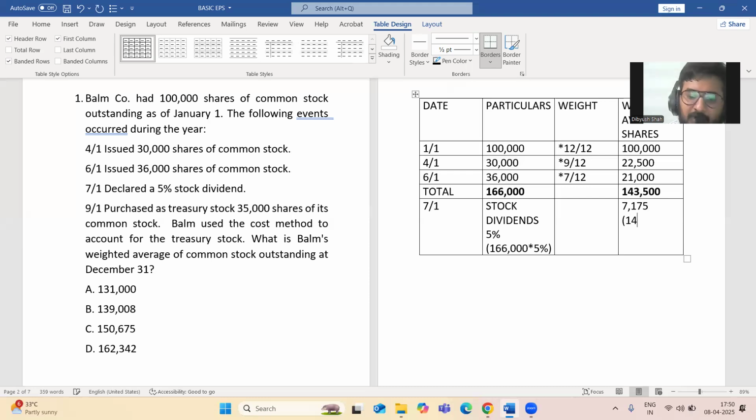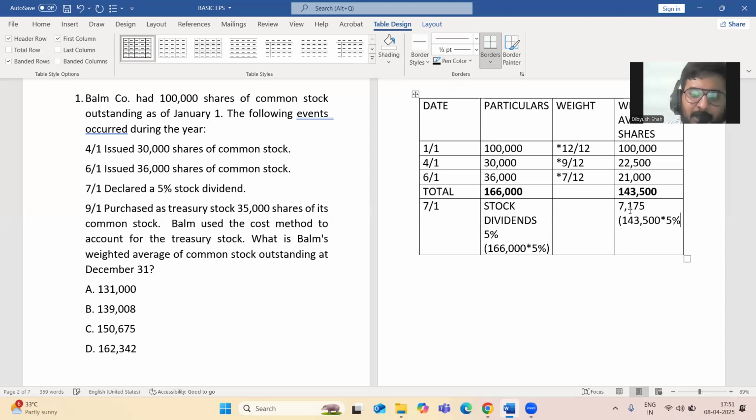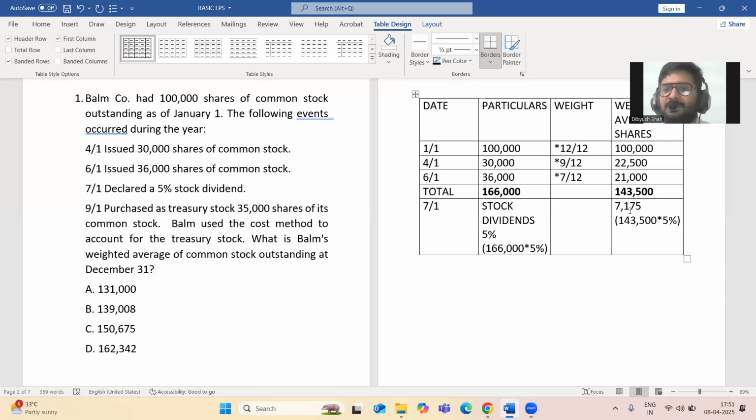One, only from the point of view of EPS, that is in the last column. And one, from the point of view of the total number of shares outstanding that will go to the balance sheet. So in EPS calculation, only 7,175 will be considered. I told you, just total the shares held previously and then give the effect of that stock dividend or stock split. It will always work. But in total, 1,66,000 shares were outstanding. So 5% of that would have to be given effect.